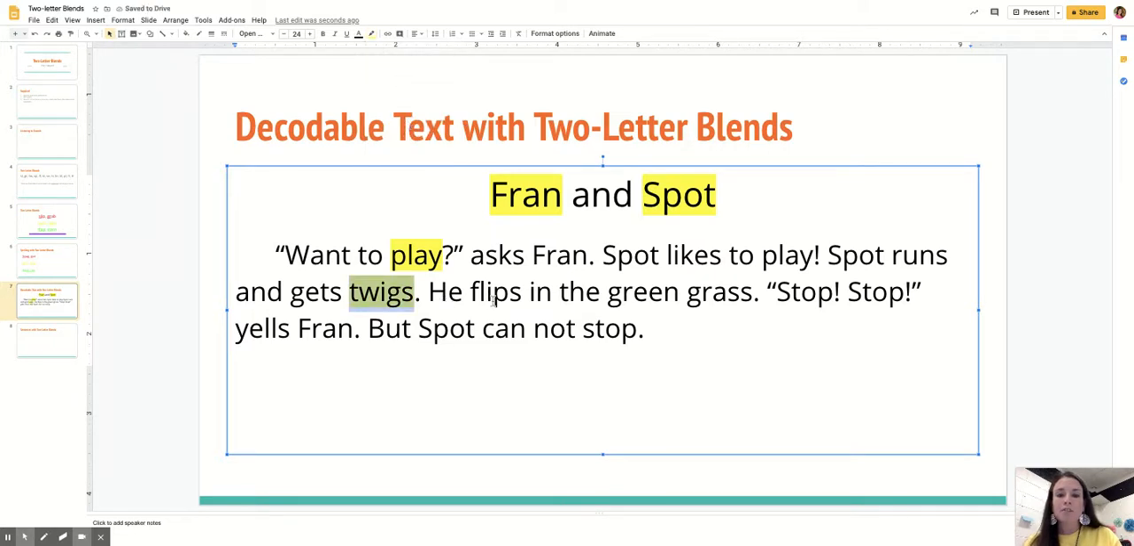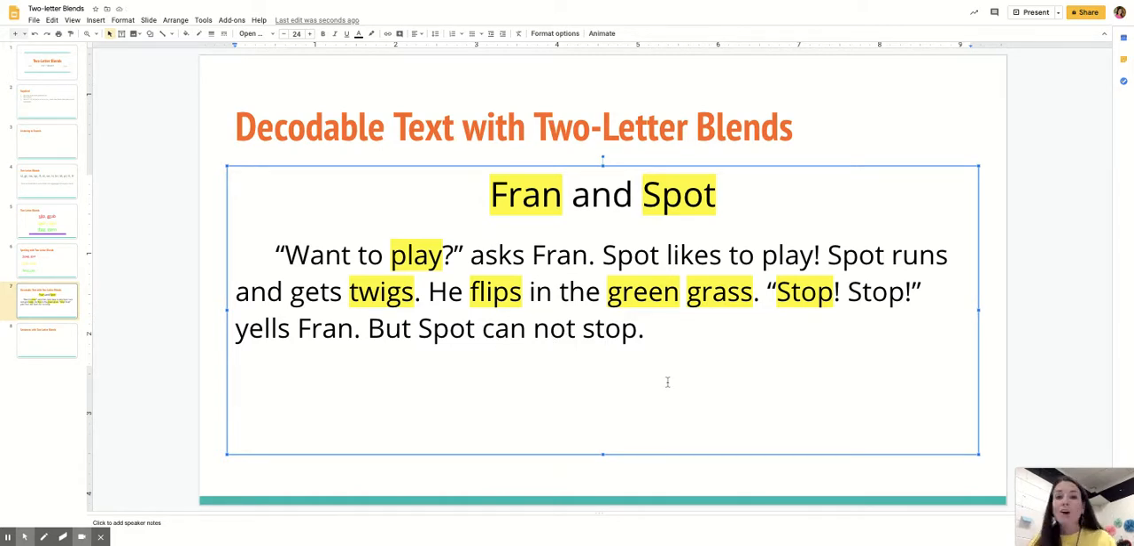He flips. Flips. So I'm looking at that one and the FL. Flip. Okay. In the green grass. Oh, green has the GR, and grass also has the GR. Stop, stop. Stop has the ST, so I'm going to go ahead and highlight stop. It has the ST blend. Yells Fran. But Spot cannot stop.